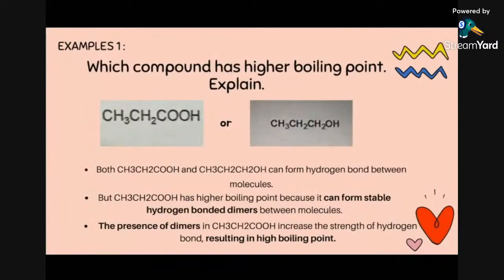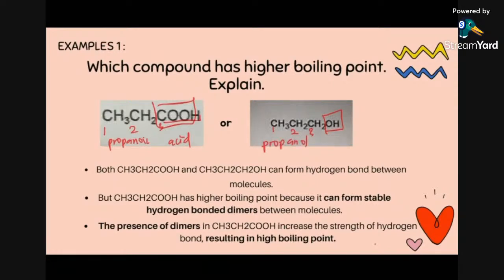Which compound has the higher boiling point? Okay, first thing first, kita kena tengok functional group dia. So dia COOH. Lepas kita kira 1, 2, ada 3. So dia adalah propanoic acid. Okay, ni kita kena tengok functional group dia OH. So mesti ada alkohol. Lepas tu kita kira dia ada berapa karbon. Ada 3. So sini adalah propanol.